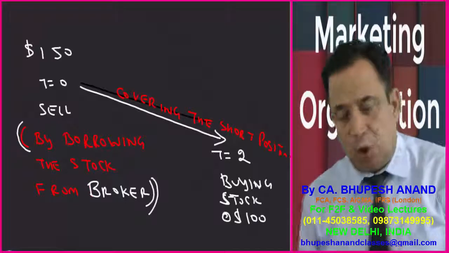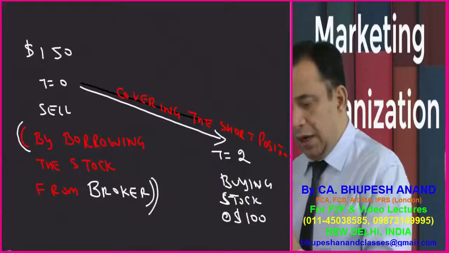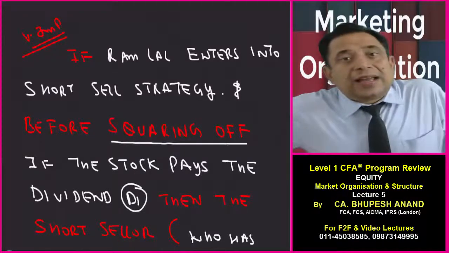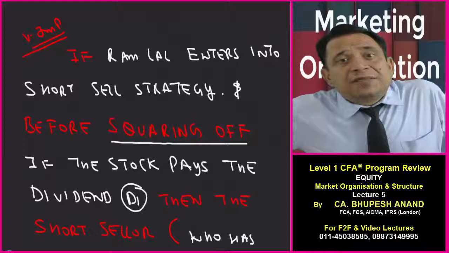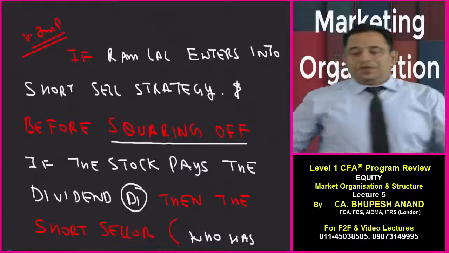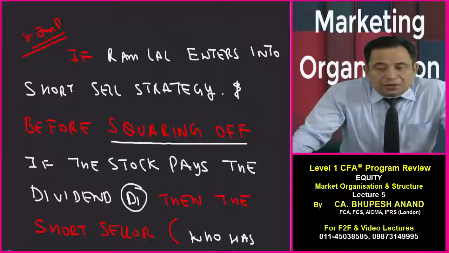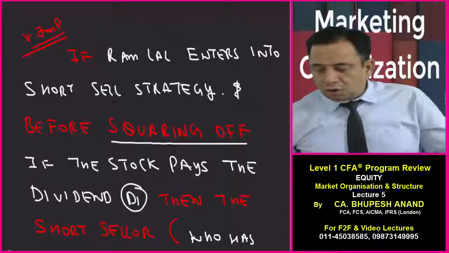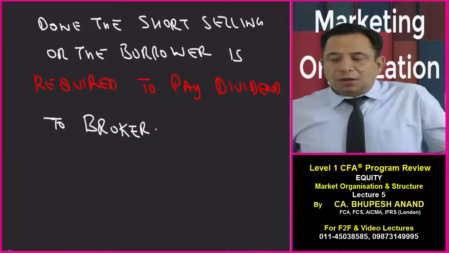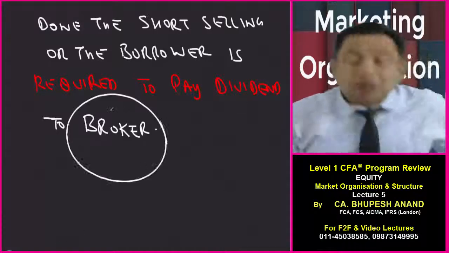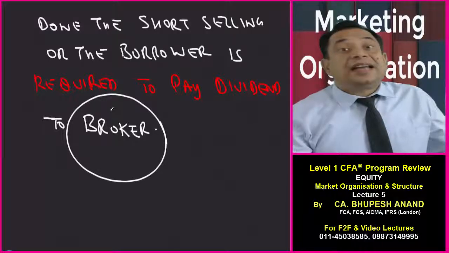Now, I have prepared a flow chart: $150, and it has a downfall to $100, covering the short position by borrowing. Very important note: in case of short selling, if a dividend is declared on that stock, who will be the owner of that dividend, the borrower or the broker? If Ramlal enters into a short sell strategy and before covering, the stock pays a dividend, then the short seller who has done the borrowing is required to pay the dividend to the broker. The crux is that the broker will be the owner of that dividend if the stock declares a dividend before covering.